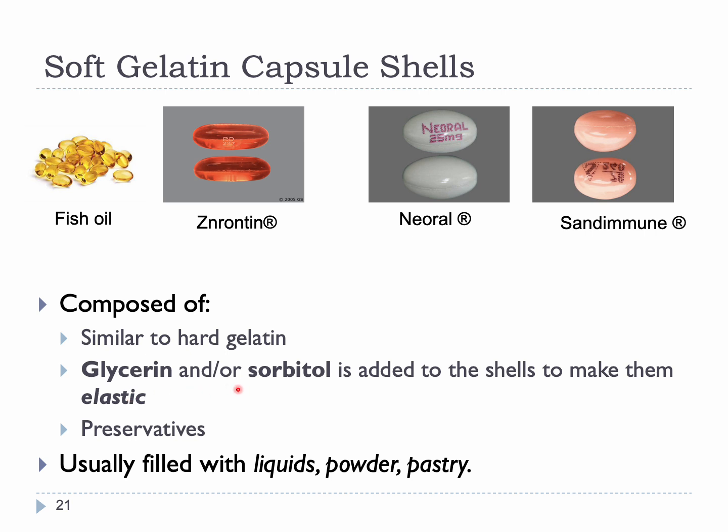Usually the soft gelatin capsule shell is filled with a liquid, powder or paste. And for the soft gelatin capsule shell, usually we need a special machine to fill and then seal it.